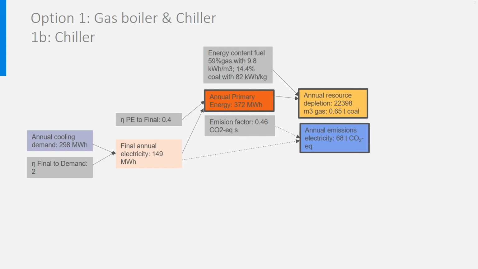What about the annual electricity bill? Well, with a price of 22 cents per kilowatt-hour, we come to an annual bill of 149 times 0.22, which is 32,780 euros. And what about the investment costs?